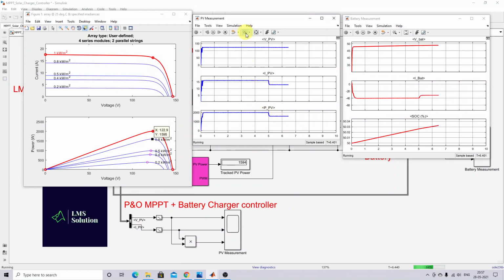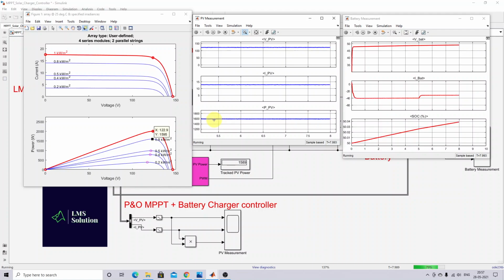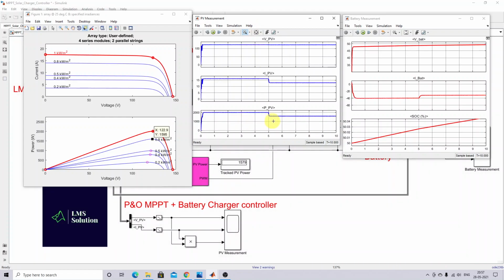Here you can see that it's around 1600, right? Not 1600, it's around 1590. Okay, so for this 800 watts per meter square also the PV panel extracts the maximum power based upon the P&O algorithm, because of the change in irradiation from 1000 watts per meter square to 800. So you can see the charging current variation, right?